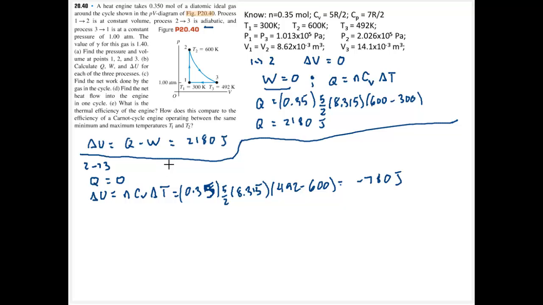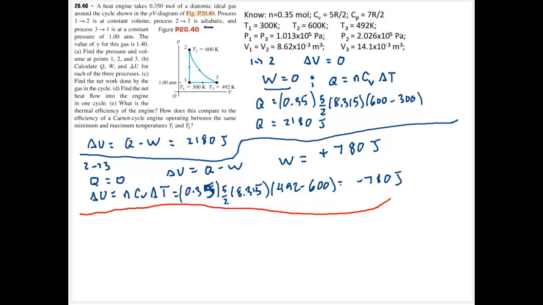Now I can use the first law of thermodynamics. Delta U is equal to Q minus work. I know Q is equal to 0, so I can simply go ahead and write my work to be equal to Q minus the change in internal energy. So it's going to be plus 780 joules.